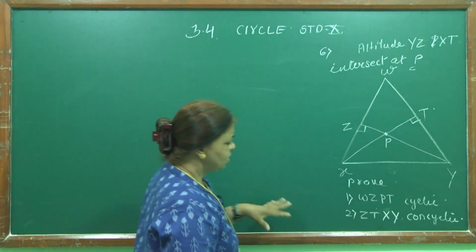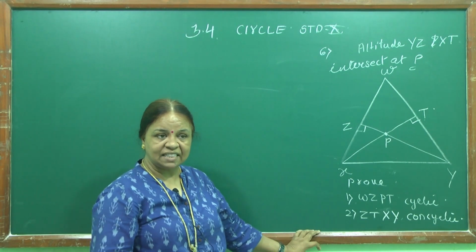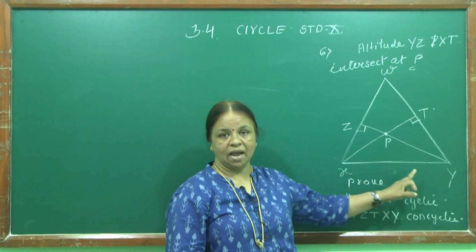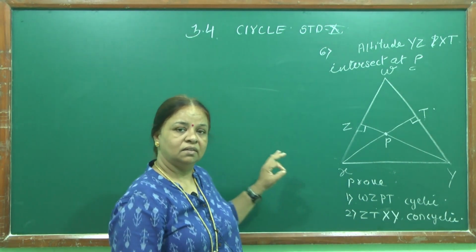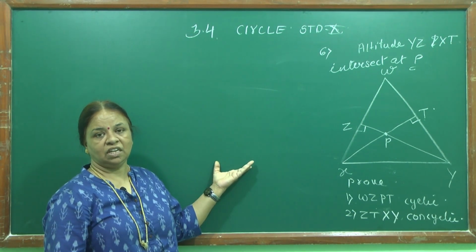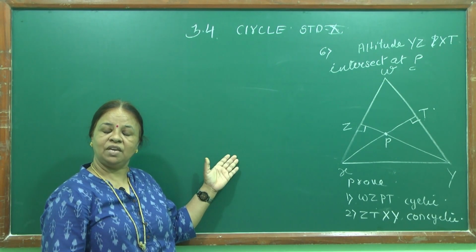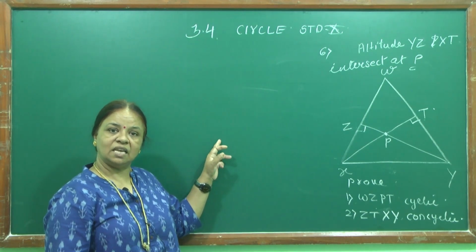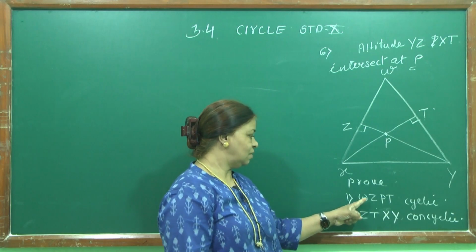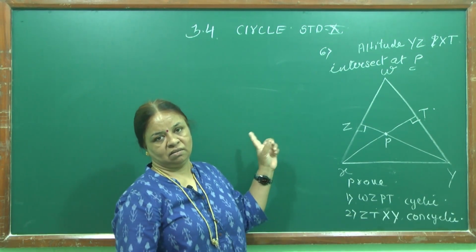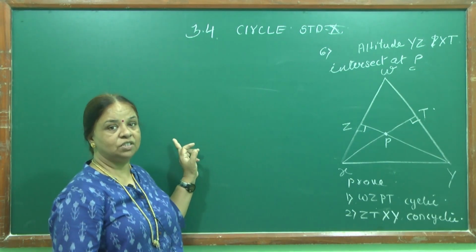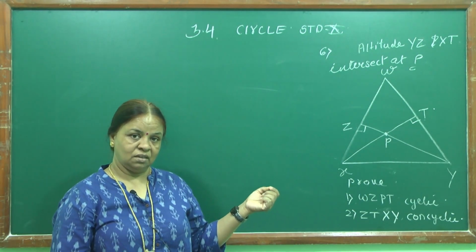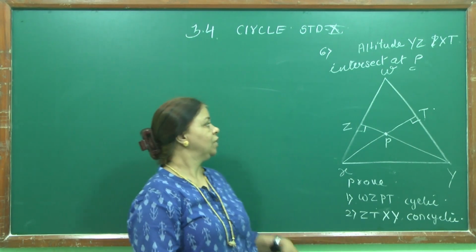What is the meaning of cyclic and concyclic? Concyclic means the points are on the same circle. Like Z, T, X, Y are points on the same circle, at the same distance from the center, because if they are on the circle, they will be at the same distance from the center. So we want to prove that they are concyclic. And here WZPT is cyclic. Cyclic means they also lie on the circle, and if you add their opposite angles, it will be equal to 180 degrees. In a cyclic quadrilateral, the sum of the opposite angles is equal to 180 degrees. So let us begin.